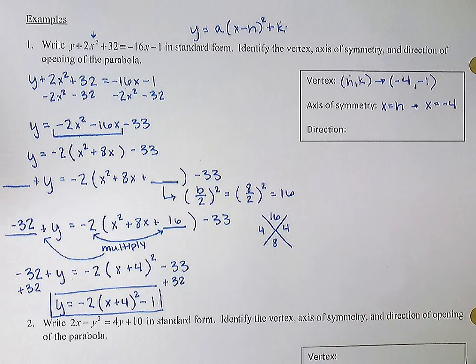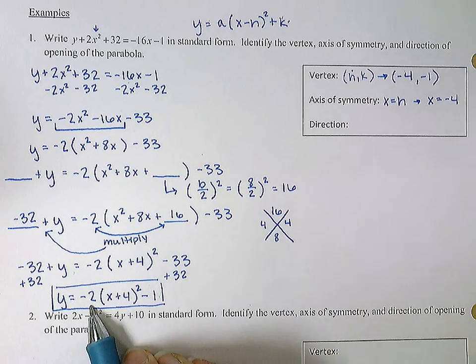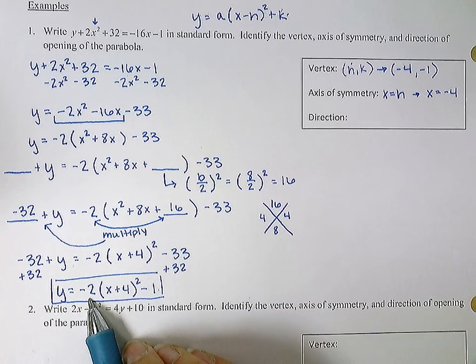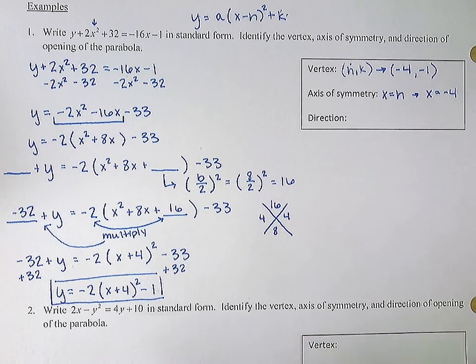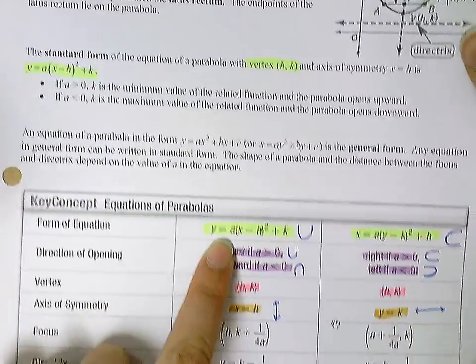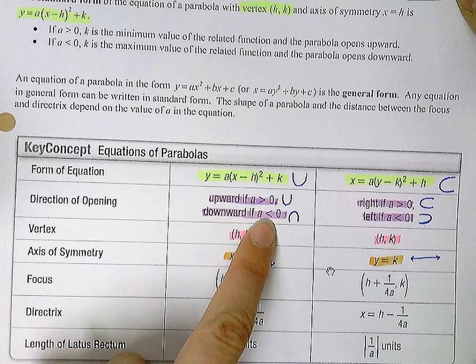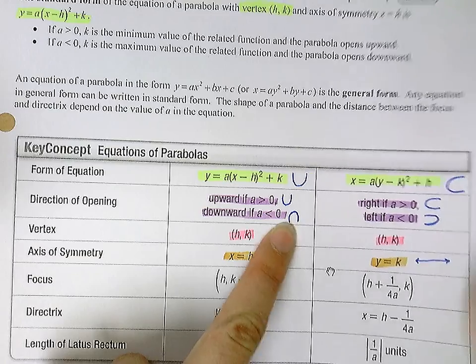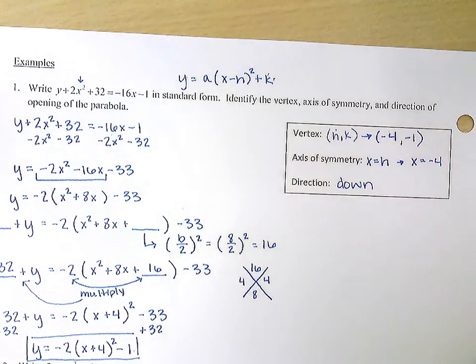Last, we need the direction. Direction again is on the front. So I'm looking at my a value for the direction. My a value is -2. This one is either up or down. So if your a value is negative, which is less than 0, I'm going to flip to the front here really quick. We are in this form, so I'm using this column. Our a value is less than 0, so it's going to open down. So I would just say direction is down.